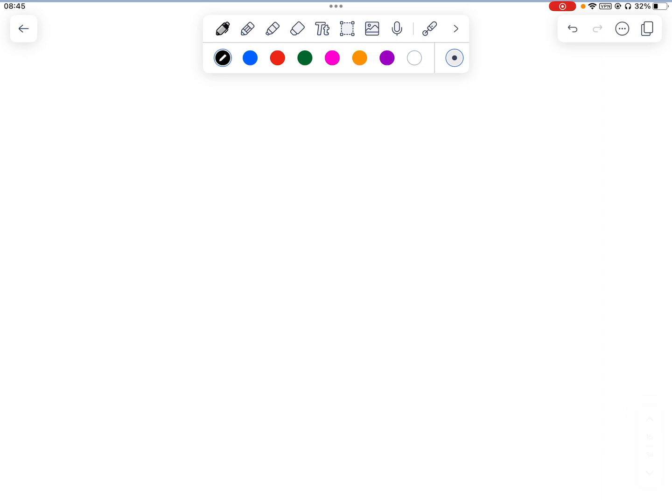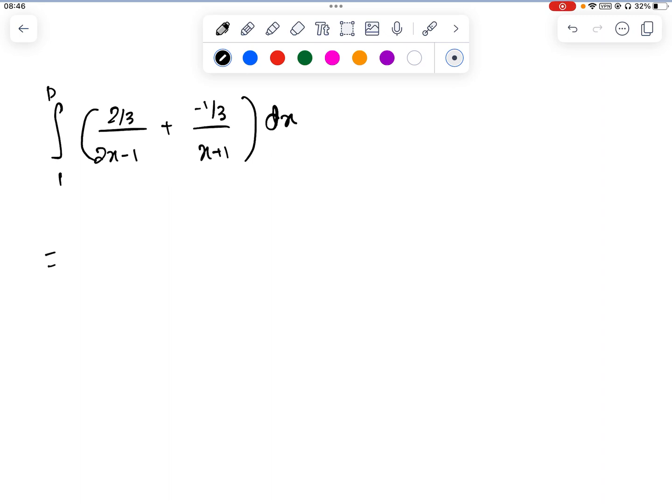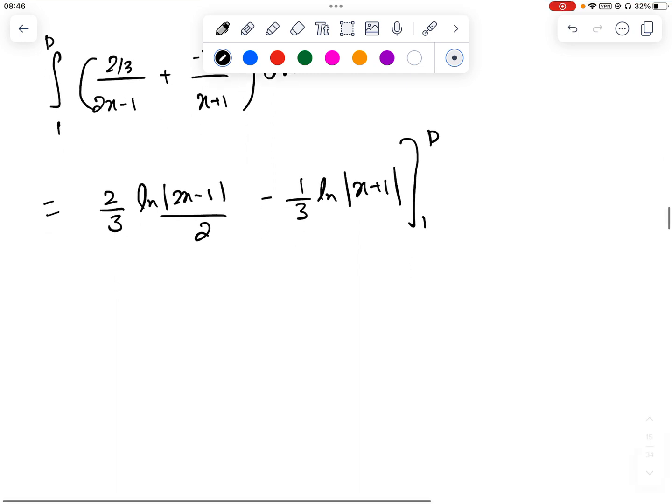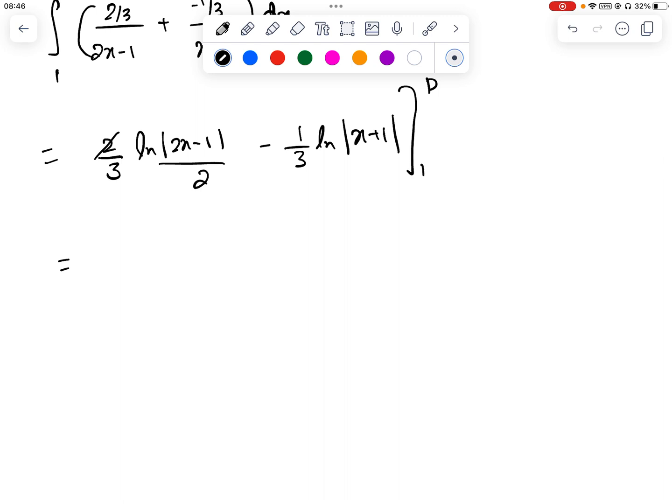It becomes integral of 1 to p, 2 upon 3 upon 2x minus 1 plus negative 1 upon 3 upon x plus 1 dx. So it becomes 2 upon 3 ln of 2x minus 1 divided by 2, minus 1 upon 3 ln of x plus 1. Total, the limits are 1 to p. So I can take 2 and 2 cancels, 1 upon 3 common. So ln of 2x minus 1 divided by x plus 1, from the limits 1 to p.